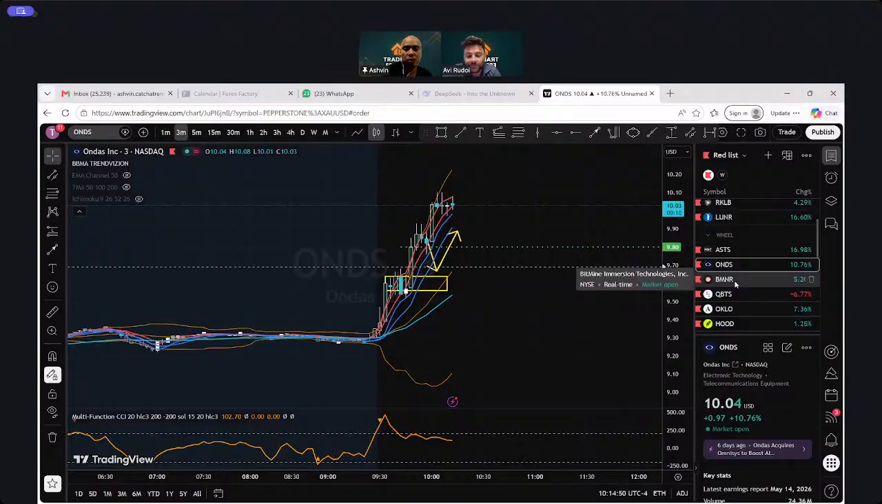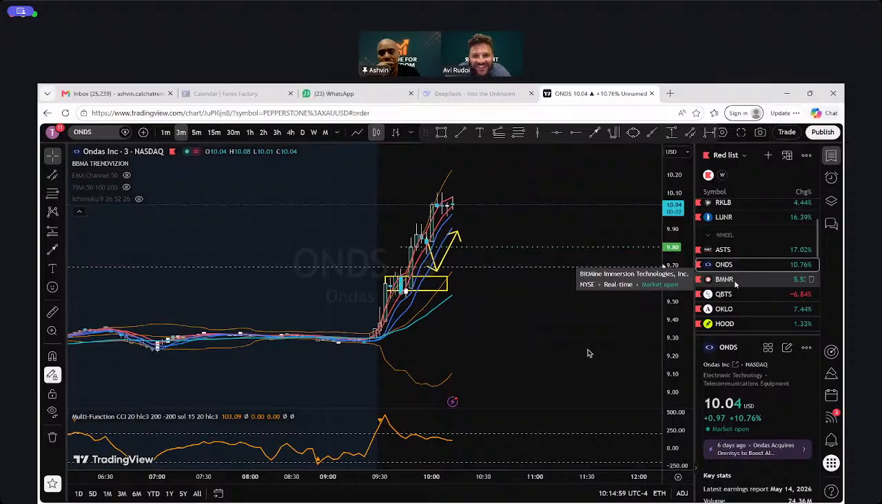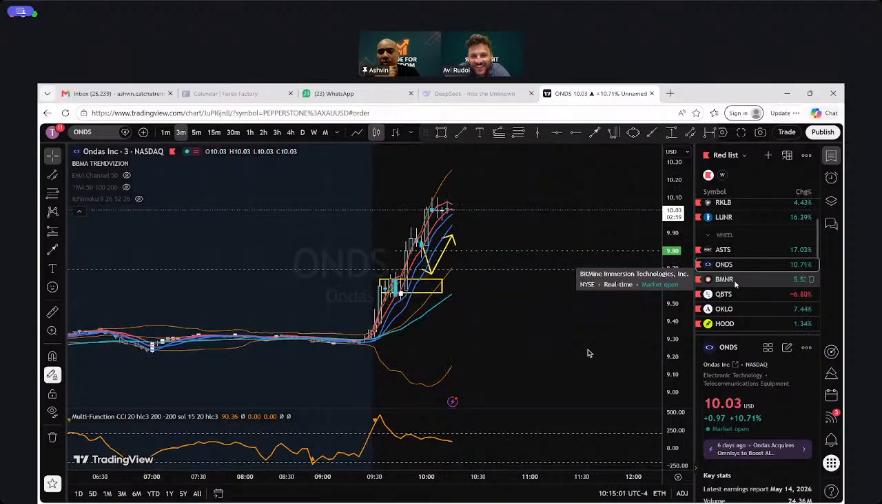I think easy money. The only thing is this week it's going to be tough to do the wheel strategy because everything is all on the higher side.